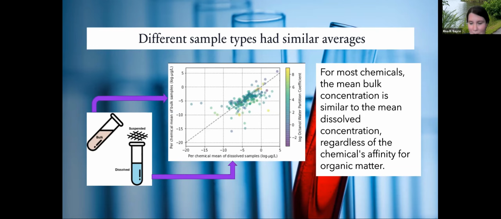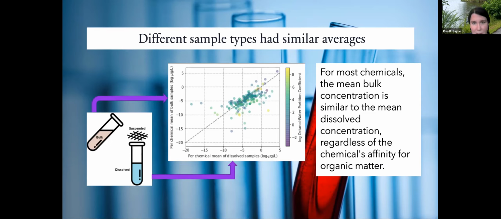So this color bar here shows the log octanol water partition coefficient, and that basically means the affinity of a chemical for organic material versus water. So we would expect there to be higher concentrations in the bulk samples than the dissolved samples for those chemicals. But as you can see, we didn't really see that.